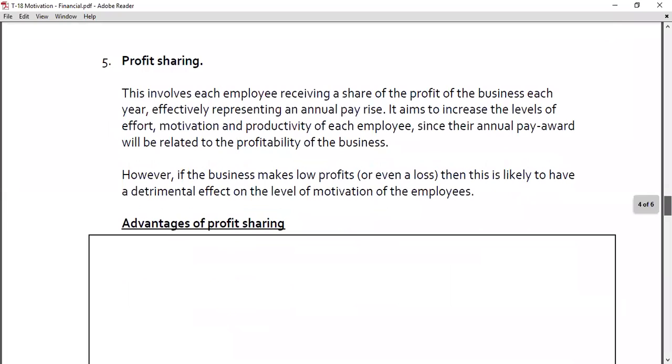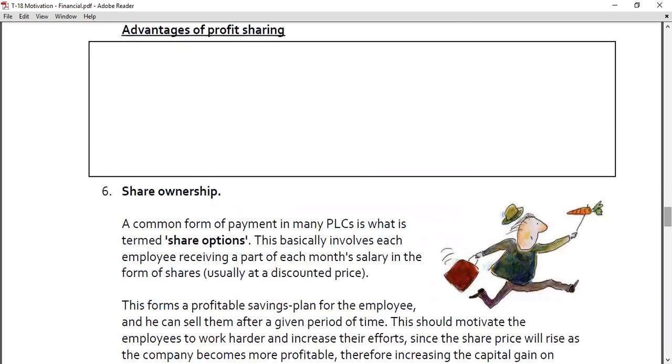Profit sharing is another method, involving each employee receiving a share of the profit of the business each year based on the amount they earn at the organization. It is effectively an annual pay rise. It aims to increase the effort, motivation, and productivity of each employee, since the annual pay reward will be related to the profitability of the business. However, if the business makes low profit, then there will be a detrimental effect on motivation.